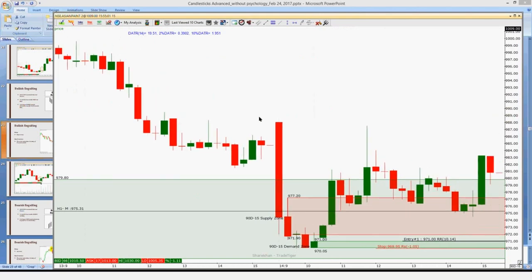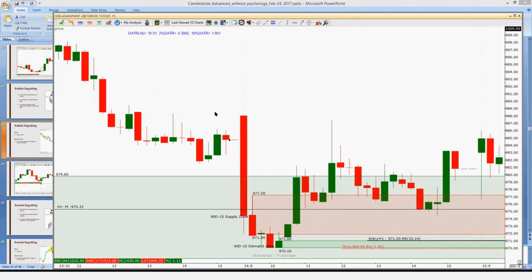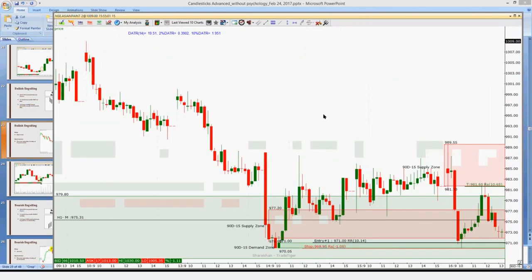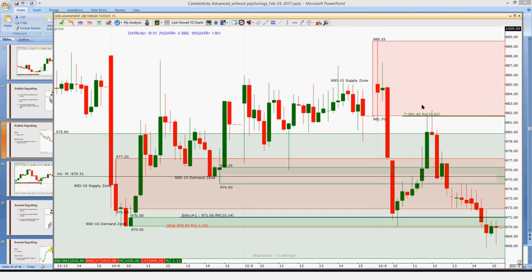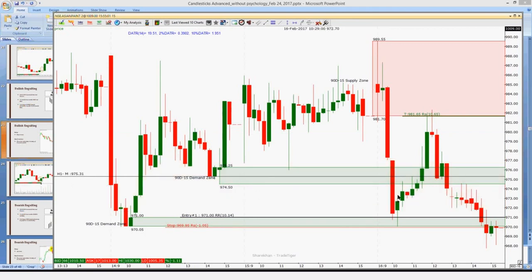So look for arrival, proper arrival to this zone. When price is arriving to that zone, like it is arriving here, at the same time it is engulfing this zone, right? Can you see this? It is engulfing this zone here on arrival. So max to max, my target should not exceed 981.70. It should not exceed that.